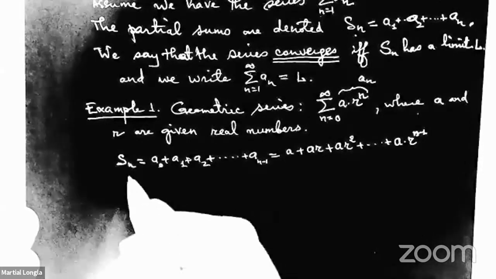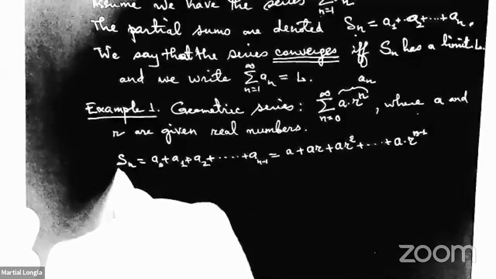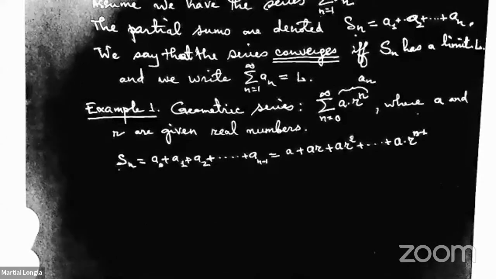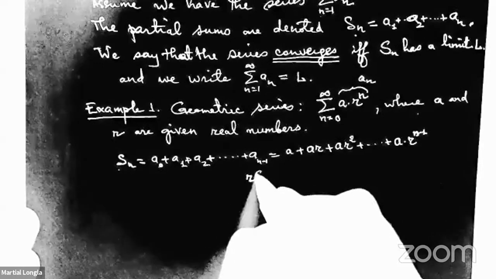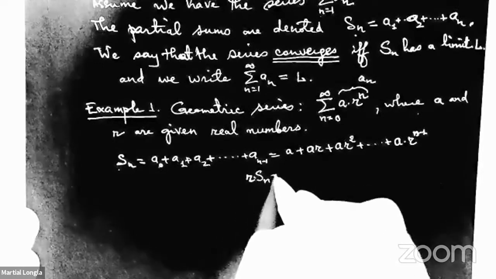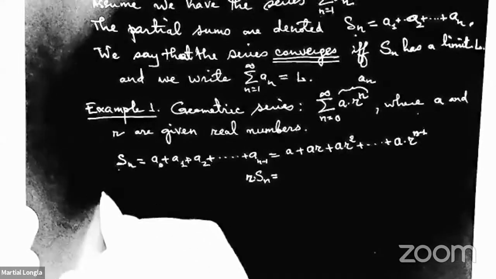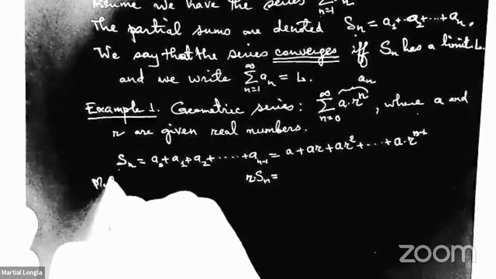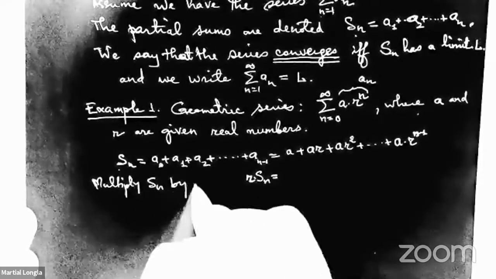Let's say we multiply Sn by r. So we write here r times Sn. We multiply Sn by r, all right? That's a trick to find the formula of Sn. So multiply Sn by r.